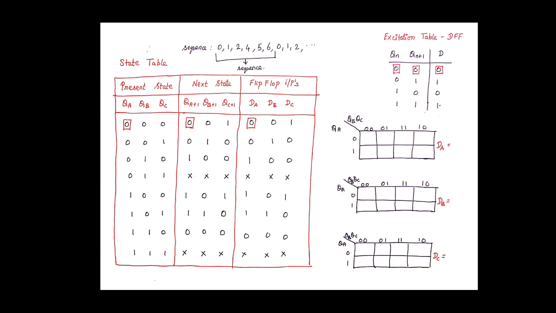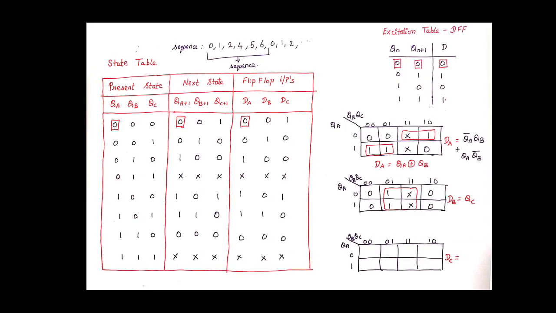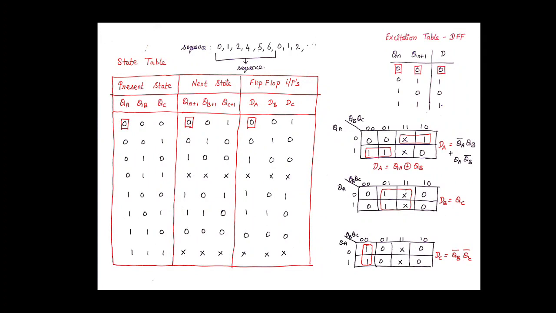Take the DA column, fill in the K map, and we get the expression DA equal to QA XOR QB. Take the DB column, fill the contents in the K map, and we get DB equal to QC. Similarly, do it for the third column DC, and we get DC equal to QB bar multiplied by QC bar. Correct.